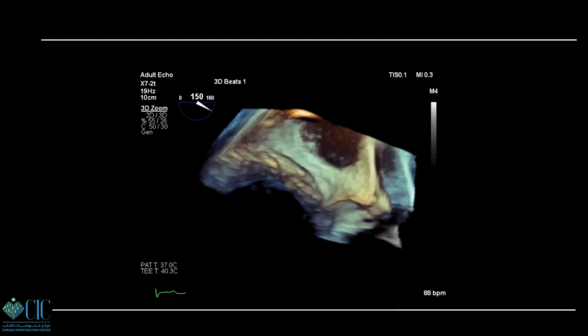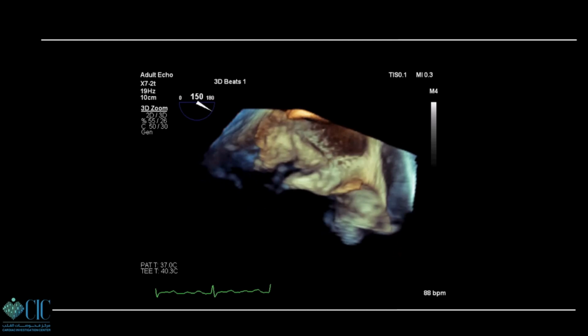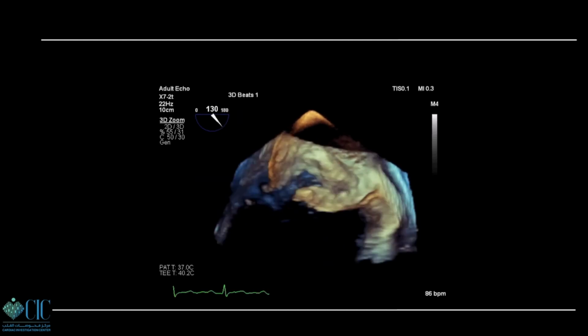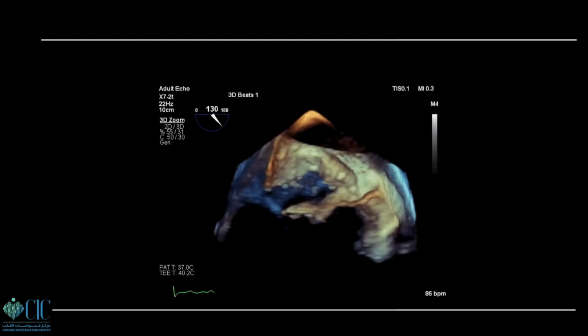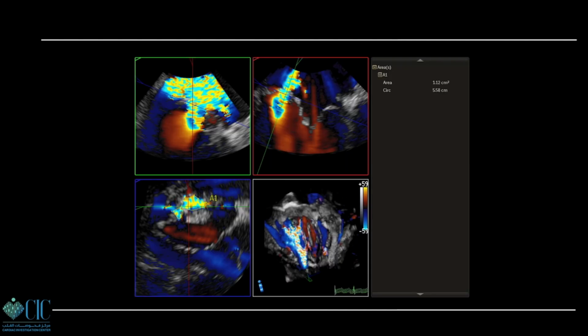This is a narrow sector acquisition by live 3D. You can see this problem here. See the malcoaptation between the anterior and posterior leaflets and this commissure scallop. For sure you can do the 3D vena contracta area, like what we did here.